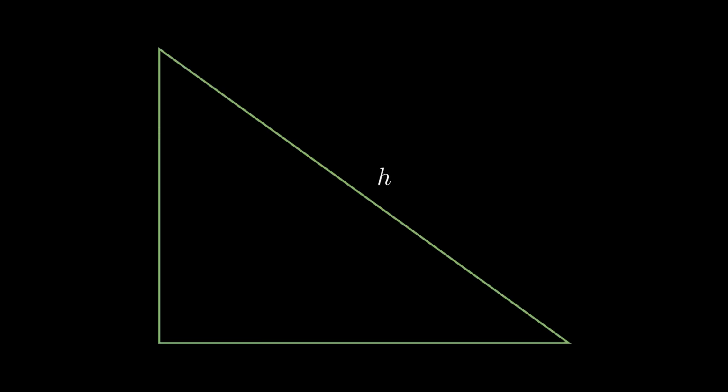So you have the opposite side and the hypotenuse, but you don't know the angle. Let's say that the opposite side is 3 centimeters and the hypotenuse 5 centimeters. How will we get the angle from this information?